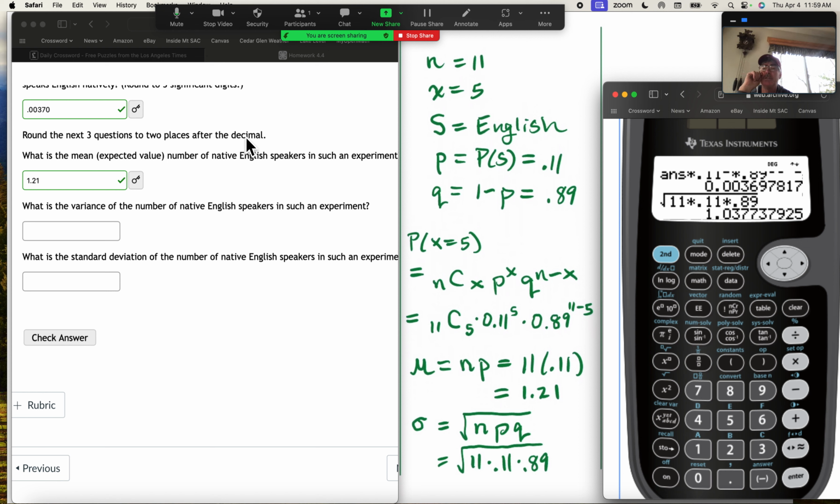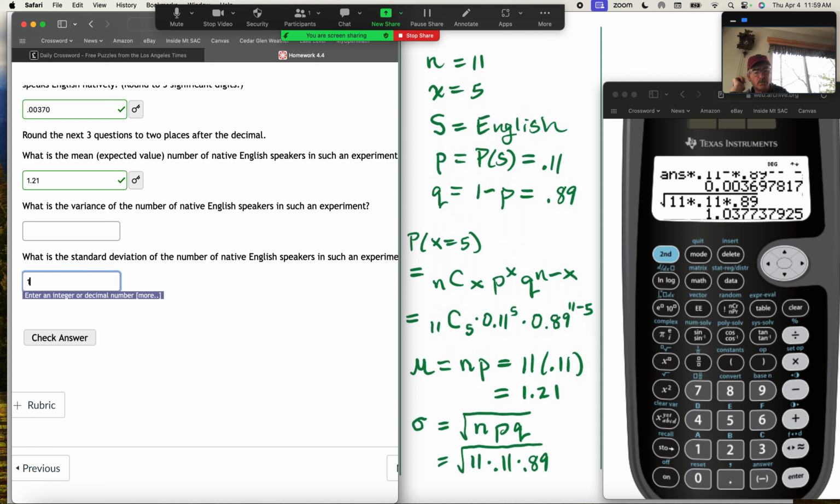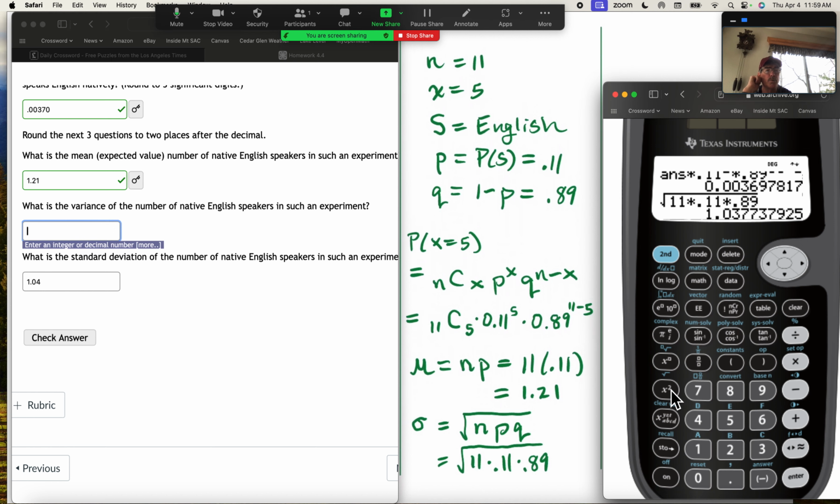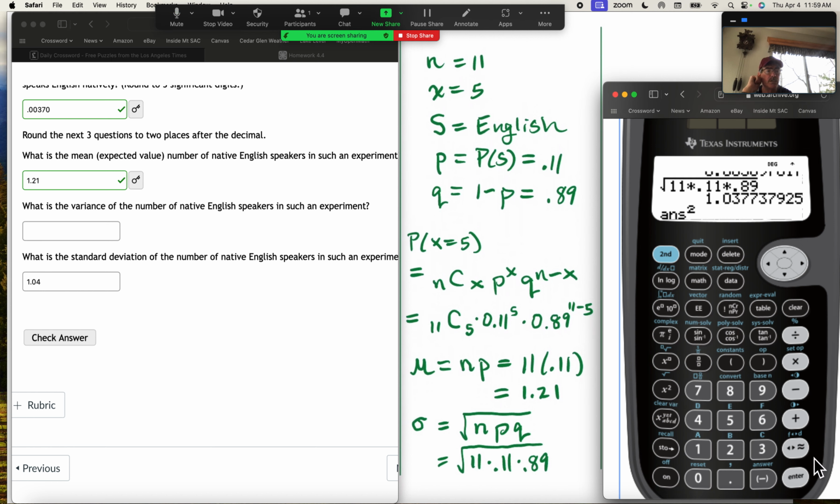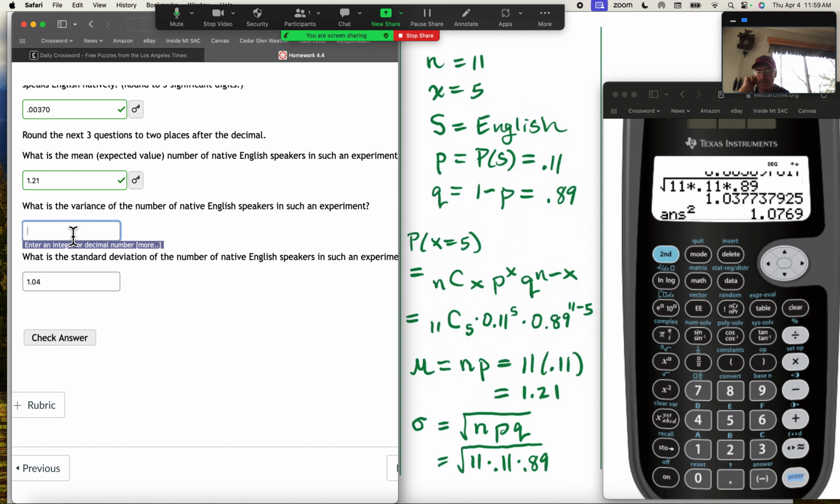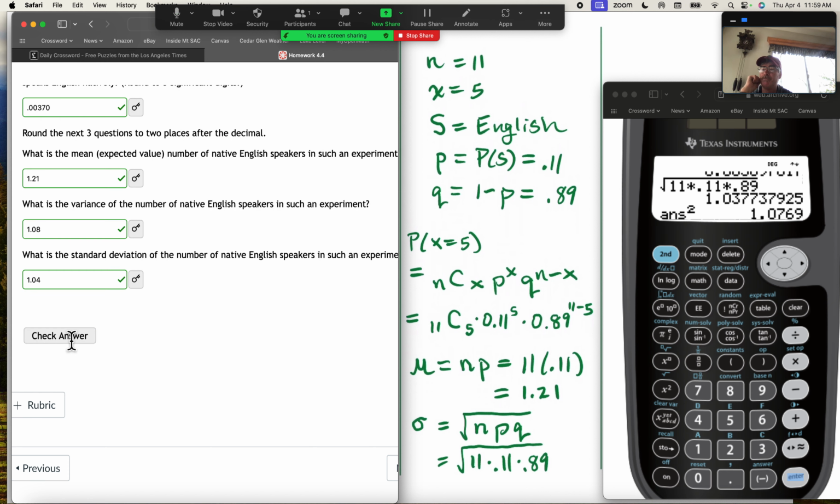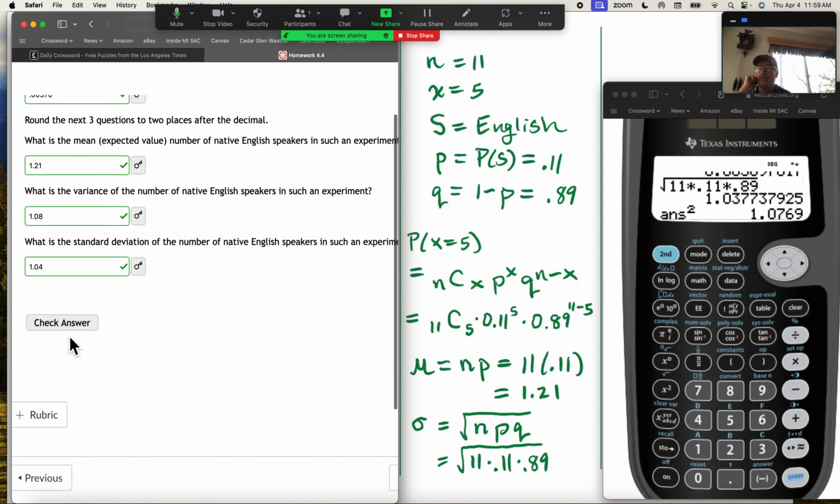the next three questions, 2 places after the decimal, so I'm going to do 1.04 for the standard deviation. There, and then the variance is the square of the standard deviation, so on the calculator I can just square the last answer here for the variance, 1.0769. Okay, so I'll just do 1.08, I think, and let's check all those. So these are all fine. Okay, so that's the end of that question.